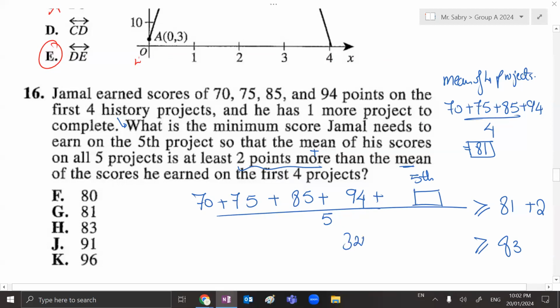That's 324 plus, I don't know the 5th, so I'll put X. And I put the 5 on the other side with the times. So I'll do 83 here multiplied by 5. Do you understand what's happening, or not really?